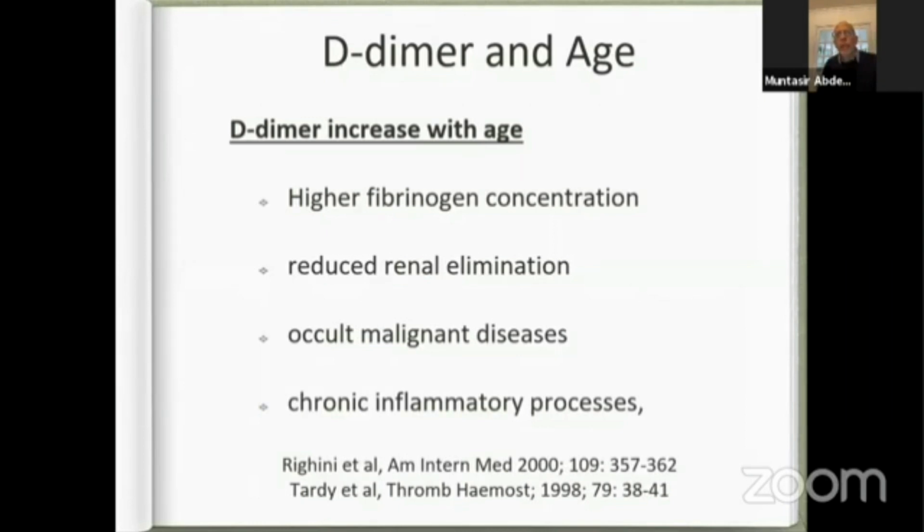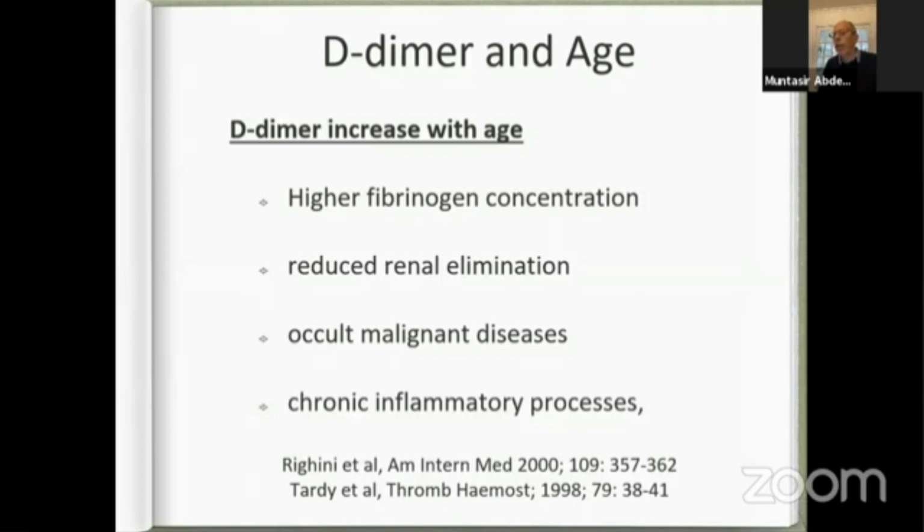It has been noted that D-dimer is very high in elderly people compared to young people. And this could be attributed to many factors. For example, one of them is they have got higher fibrinogen concentration. Their kidney function is not as good as in young people. They might have occult malignancy or some chronic inflammatory disease. And that's why you'll have D-dimer abnormal above 500 in the elderly more likely than in young people.